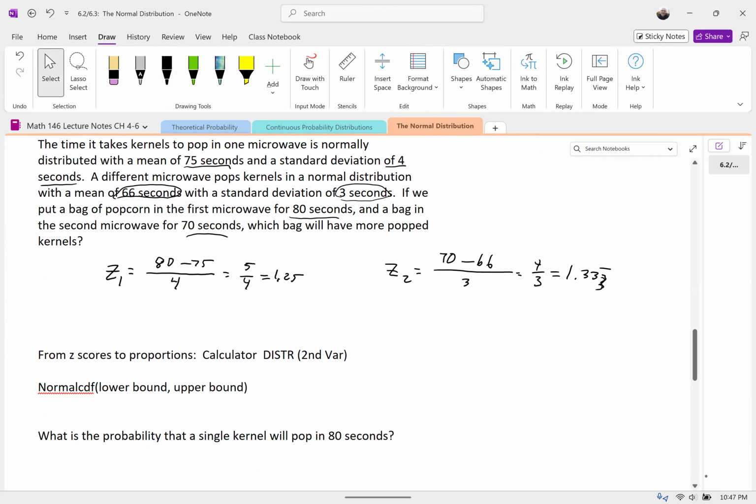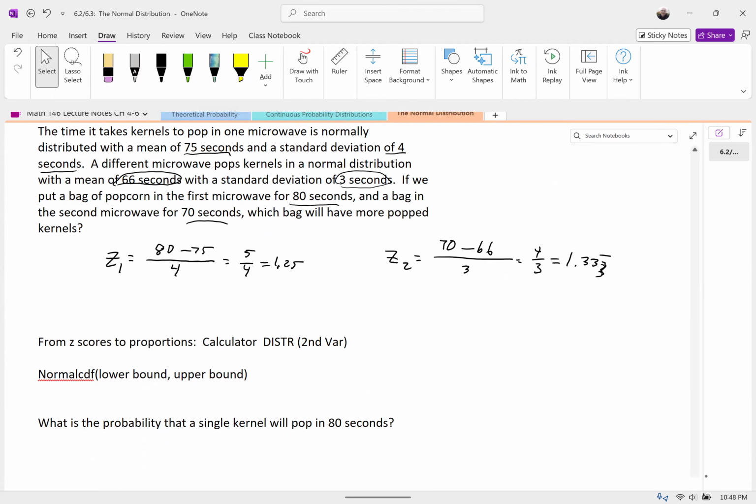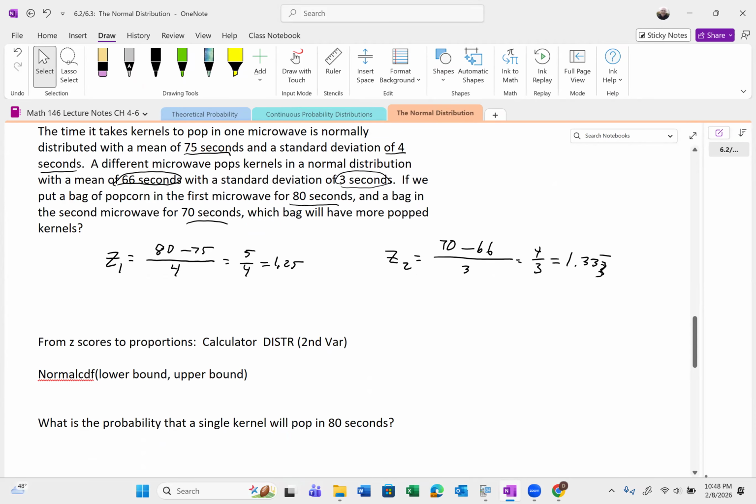All right, and then sometimes we want to look at those values on our calculator, and there's a nice way to do that. There's a command called normal CDF here that allows you to get to that. Let me hop over to the calculator and show you what that is.